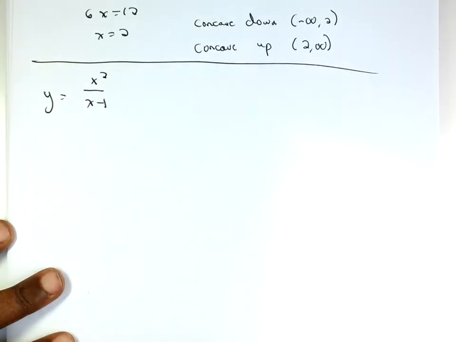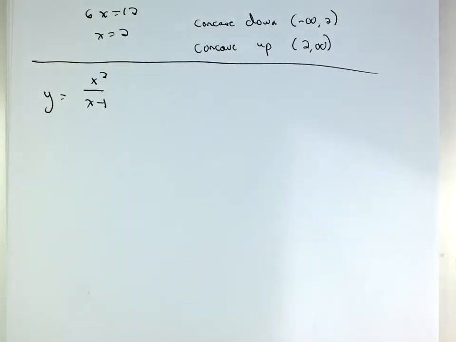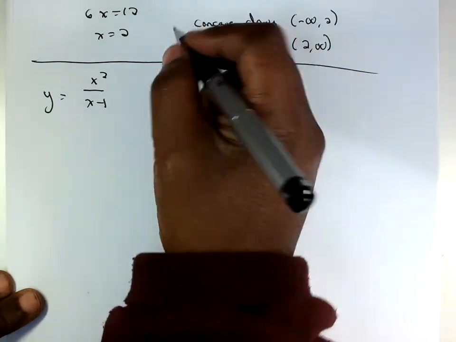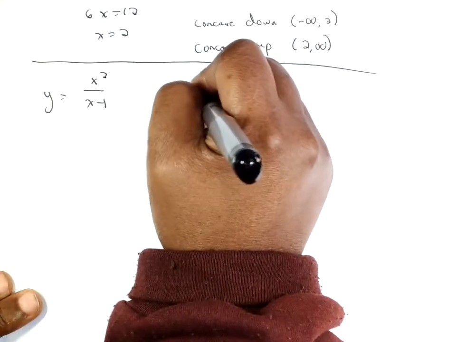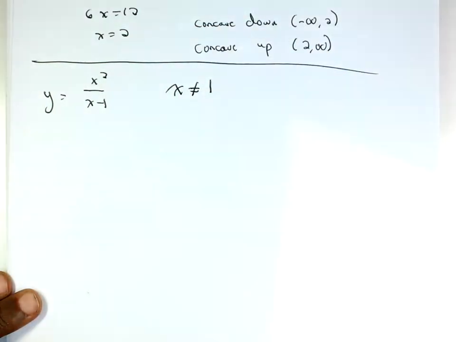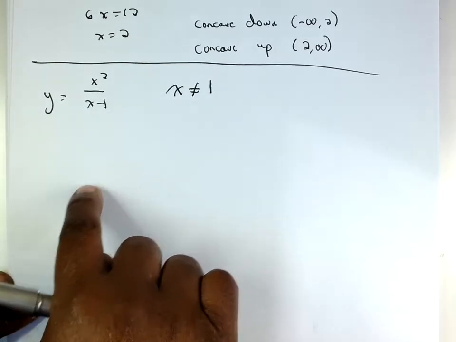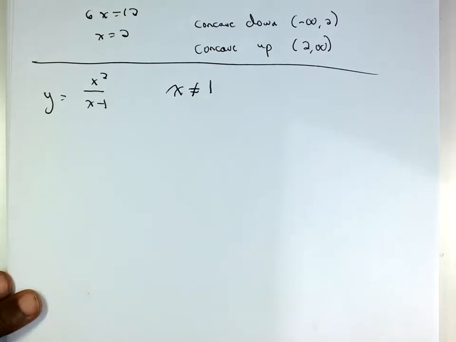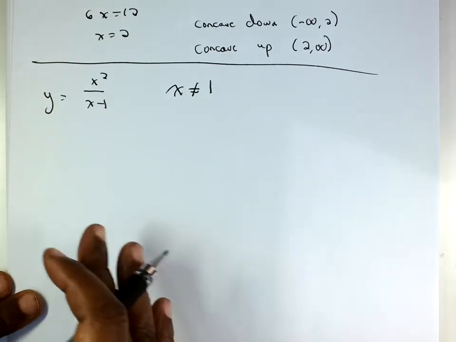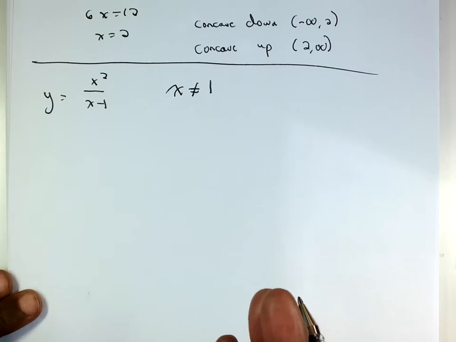Alright, so we have y equals x squared over x minus 1. And we want to determine concavity. So before I do anything else, I want to say that x cannot equal 1 because I'm not allowed to have division by 0, which is going to be important when we go to determine, because I can't have a point of inflection at some place that the function doesn't even exist.